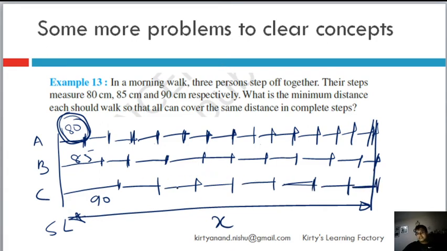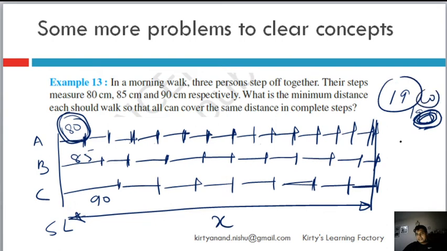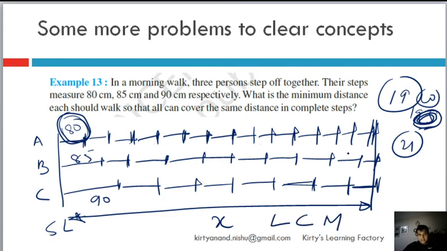So what we are seeing is basically what is the lowest distance for which 80 also takes some complete steps. It's not that after taking the 19th step the distance is being covered in 19.5 steps, no. So it is to be covered either in 19 steps or 20 steps or 21 steps, which means it has to be a multiple of 80. Similarly for 85, 90. Therefore the question is what? Lowest common multiple. This distance will be the lowest common multiple of 80, 85 and 90. So find that. That will be the answer. That's how you should think about the problem.